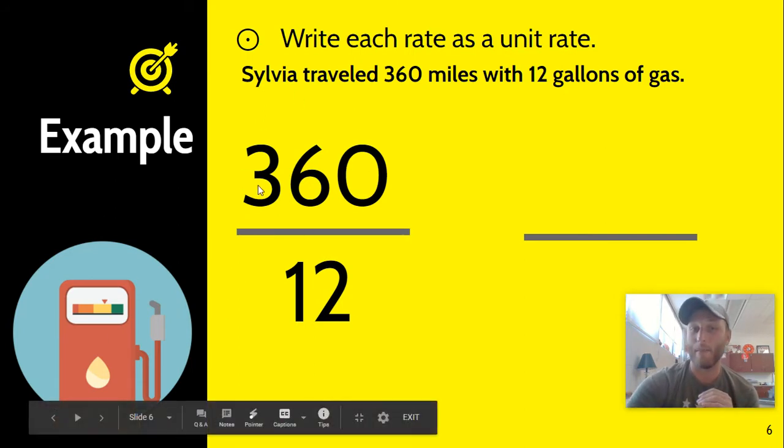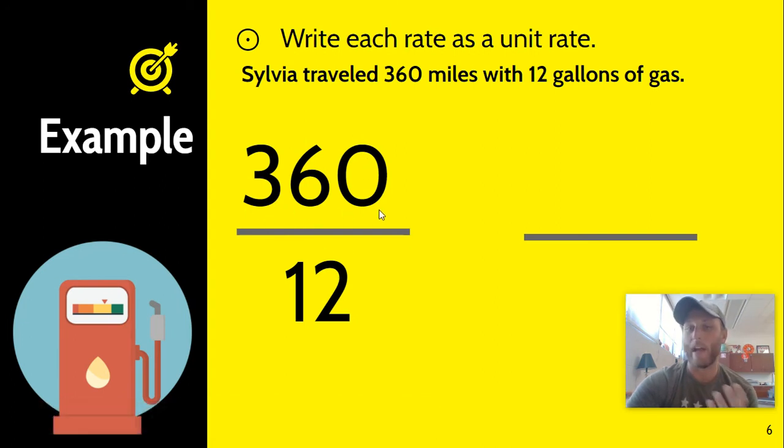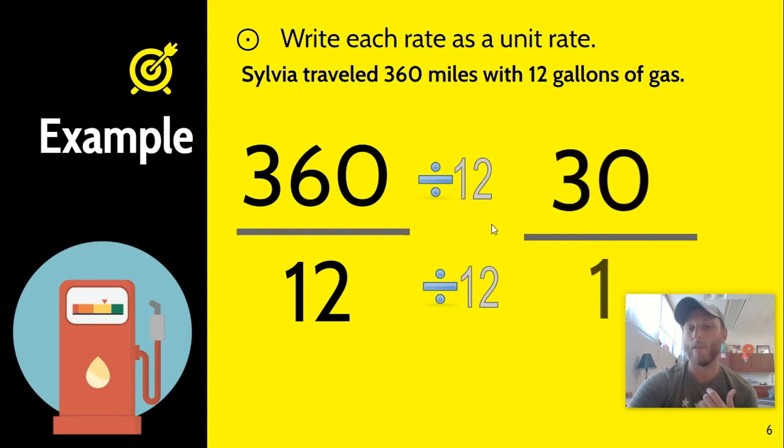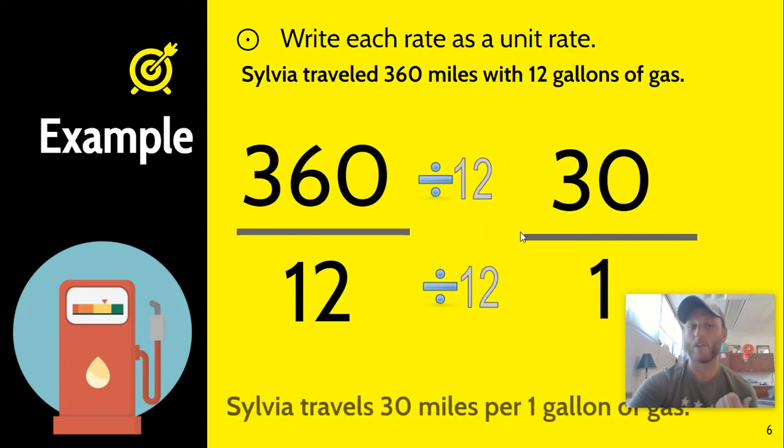Well, I know this is a big number, but I also see a 36 here at the front, and the 0. I know that 12 is going to probably go into this because I know that 12 goes into 36. If you didn't know that 12 goes into 360, you could try 2. You could try 4, right? Because remember, you're just going to keep breaking it down until you can't break it down any further. So I know that 12 goes into both these numbers. So I'm going to say 360 divided by 12, 12 divided by 12 is going to give me 30 over 1. So now I broke it down to that unit rate. So now I can say Sylvia travels 30 miles per 1 gallon of gas, or 30 miles per gallon.